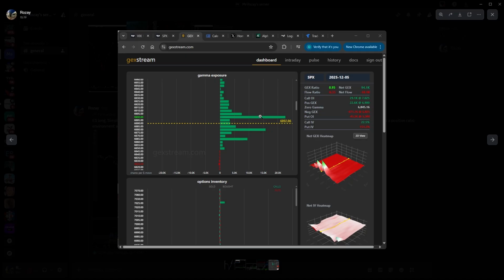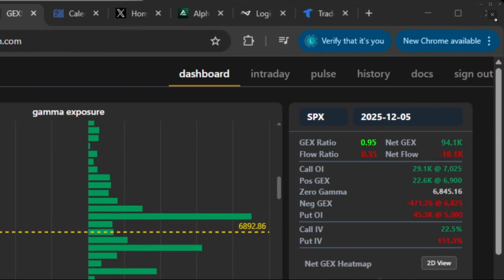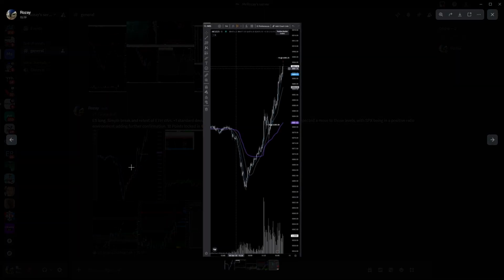So that's just a brief explanation on gamma exposure and how to utilize it. There's plenty of videos on YouTube that you can find on gamma exposure and how it helps you with trading. But I just thought I'd go into an explanation on that. And then let me exit that. Like I said, this is a trade that I took. I showed this at the start of the video.